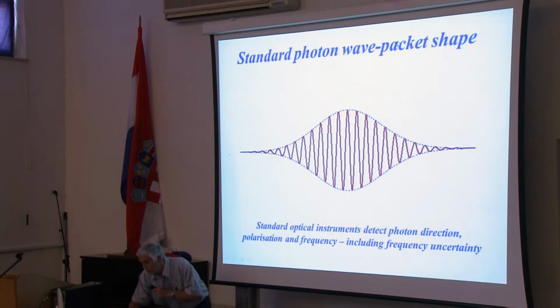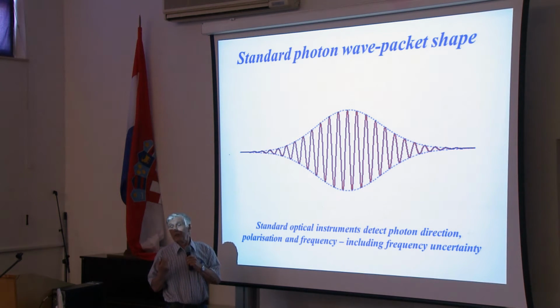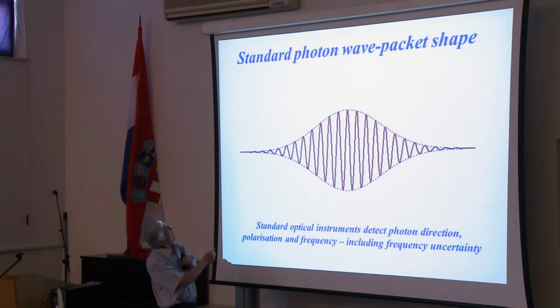Okay. Well, now I want to tell you some other things. What is usually measured in all standard measurements of the photon which we have? A photon is really something like a wave packet, and inside you have very fast oscillations which give you information about the frequency or the wavelength, which is equivalent for the photon.